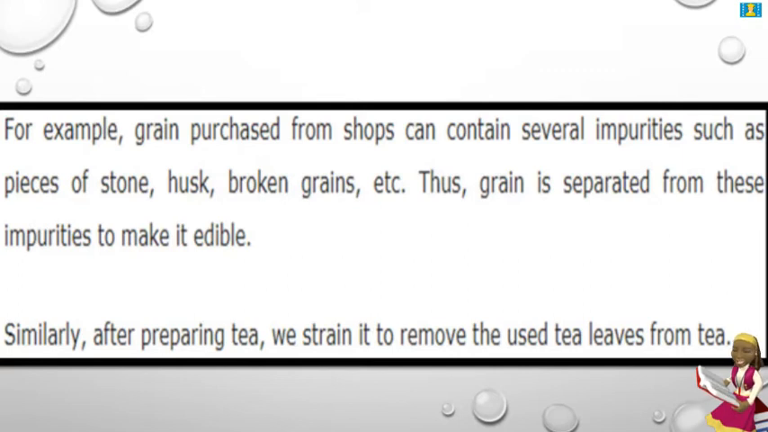For example, grain purchased from shops can contain several impurities such as pieces of stone, husk, broken grains, etc. Thus, grain is separated from these impurities to make it edible. Similarly, after preparing tea, we strain it to remove the used tea leaves from the tea.